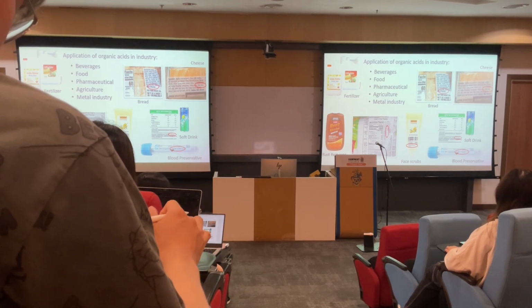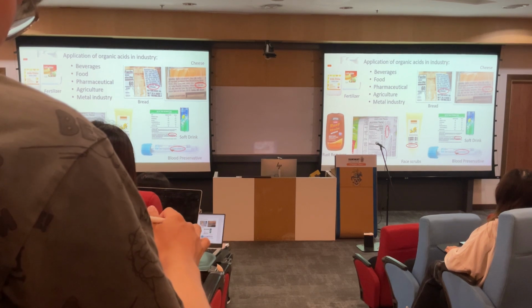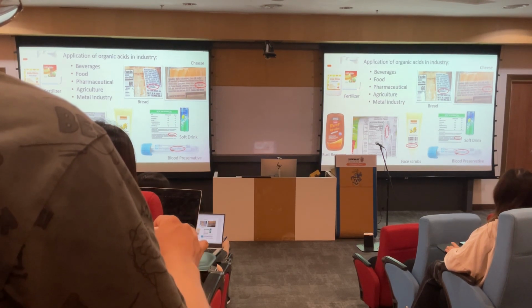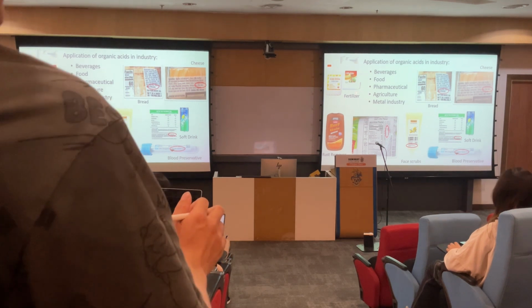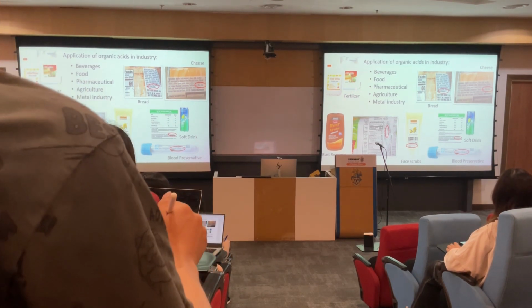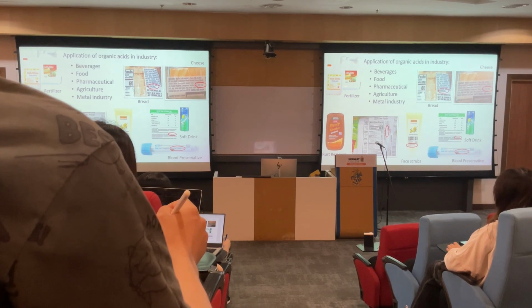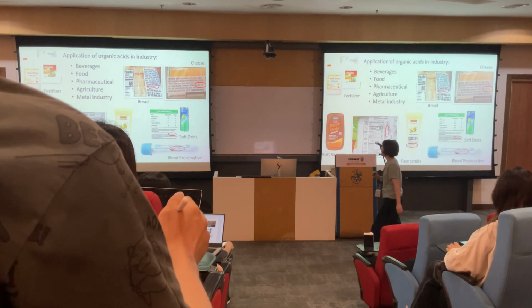And here is a rust remover, because it's acidic, it can actually remove the metal oxide. Whatever becomes rusty, you can use it to remove the rust. So it is actually contained in the rust remover. And this is a fertilizer. The citric acid is included because it's going to lower the pH, as part of the components of fertilizer. So citric acid has been widely used in different fields as stated here.